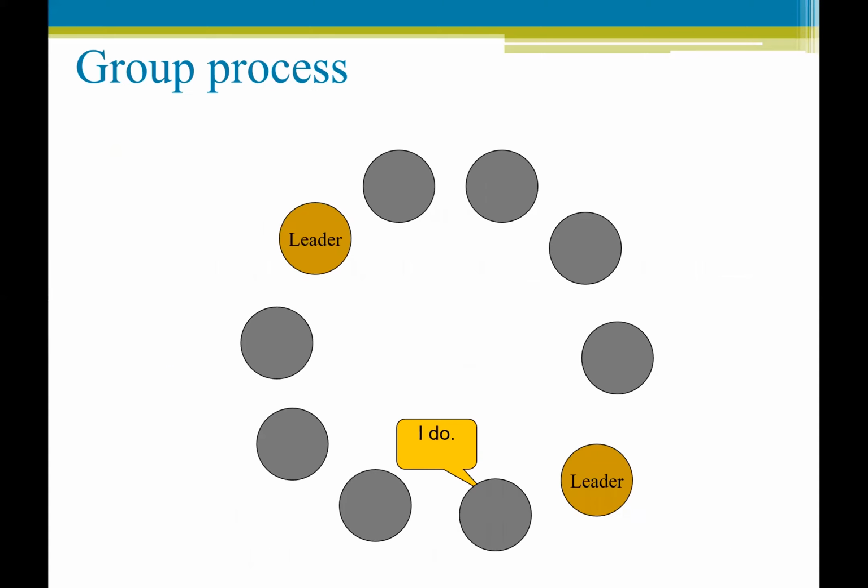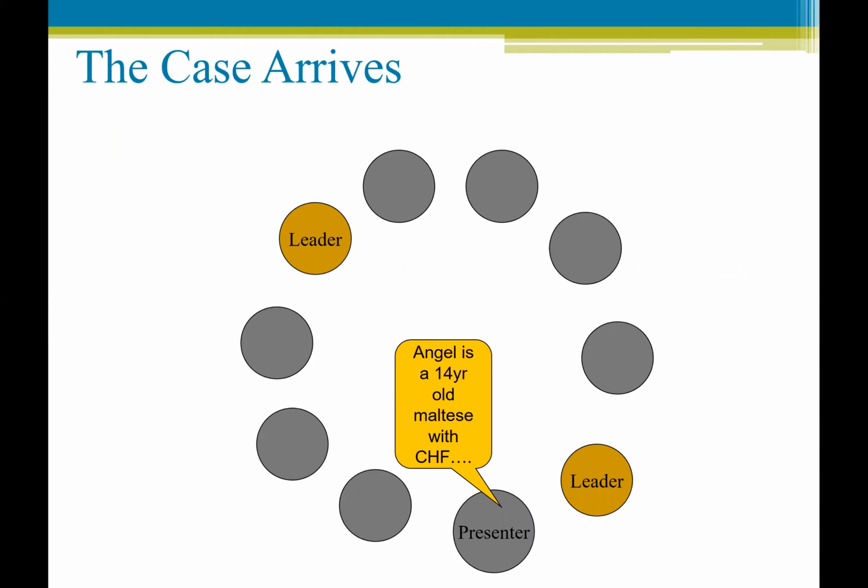So we have a volunteer who presents a case, and that person presents very abbreviated medical information, which includes some information about the person who's in front of them. So, for instance, they may say, Angel is a 14-year-old Maltese with congestive heart failure who belongs to an elderly woman named June, who I have been seeing for the past 10 years. And to give a little bit of context so that people can understand how you've arrived at the current state.